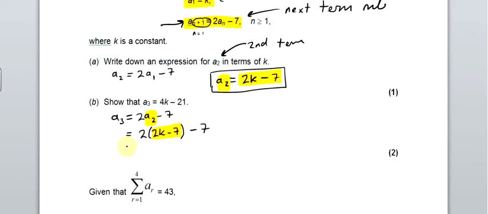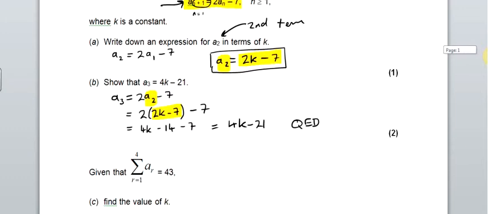And I'm going to multiply out. 2 times 2 is 4, so it's 4K minus 2 times 7, which is 14, minus 7, which is equal to 4K minus 21. There we are. We have shown it. It has been demonstrated.